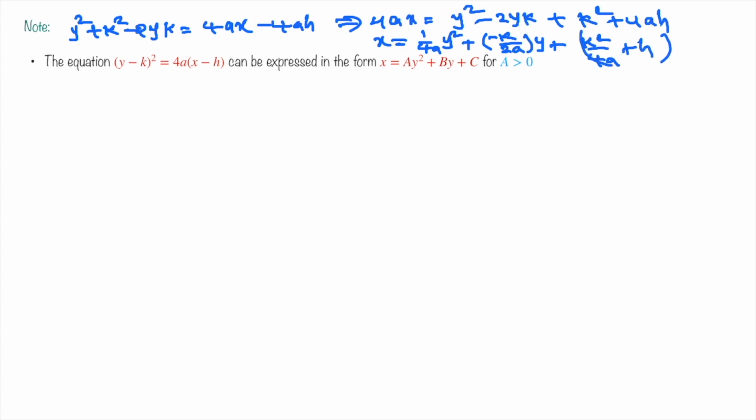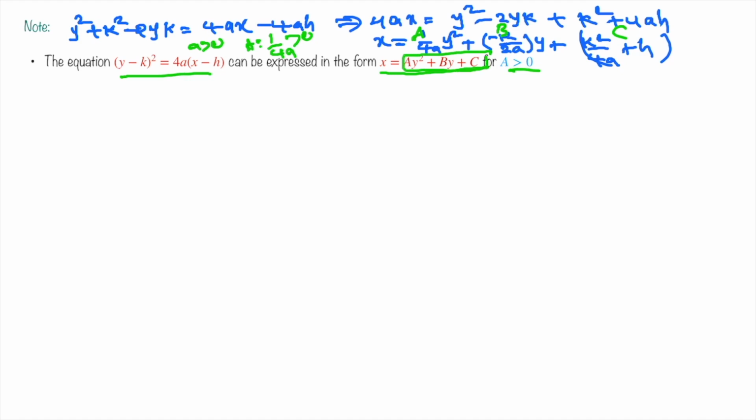So as you can see, now this is a, this is b, this is c. Now, x equal to ay square plus by plus c form. Here the a is positive, right? Here we know a is positive, so the 1 by 4a must be positive. So we managed to express this as x equal to ay square plus by plus c for a positive. So this equation we can write as x equal to some quadratic function of y.